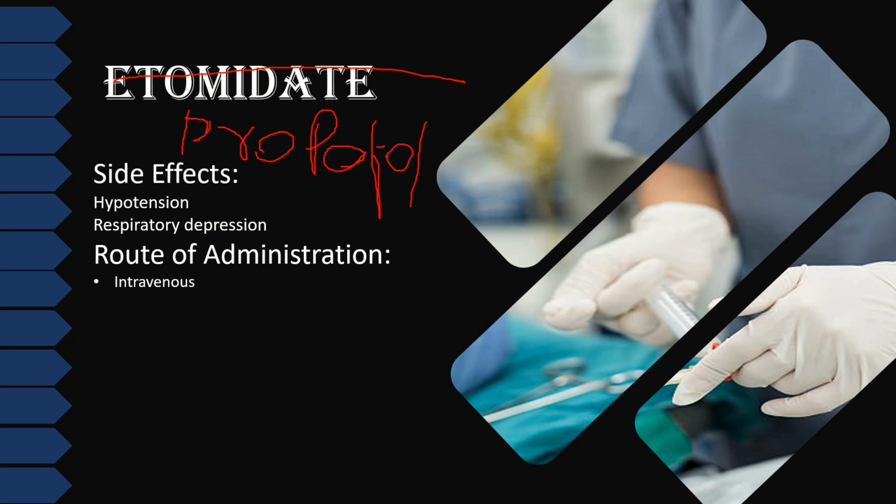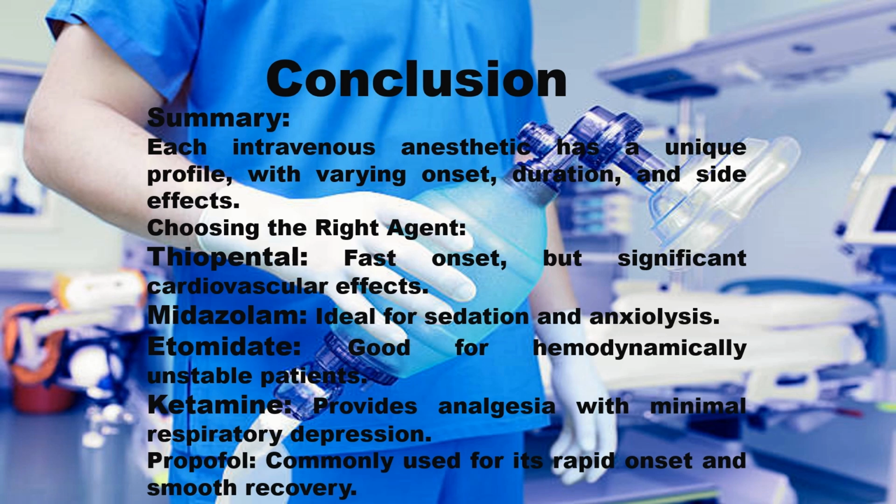Let's discuss the conclusion, in which I have listed all the drugs and written their peculiar properties. For example, thiopental has fast onset but significant CVS effect. Midazolam is anxiety reducing and for sedation. Etomidate is for hemodynamically unstable patients. Ketamine provides analgesia with minimal respiratory depression. And propofol is commonly used for its rapid onset and smooth recovery.